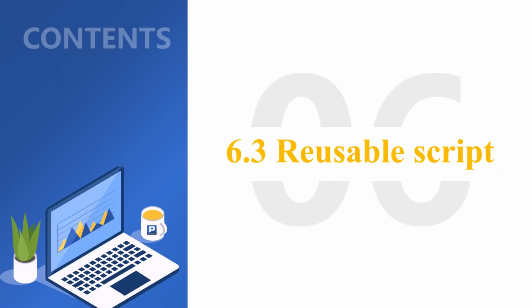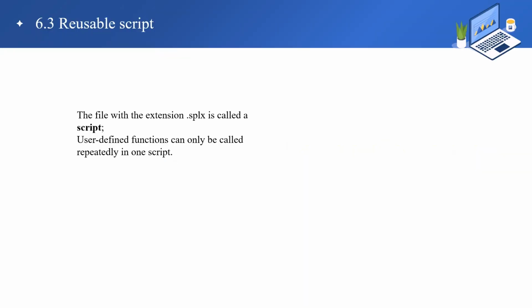Section 3. Reusable script. Until now, we've been writing code in a cell set. This cell set can be saved as a file with the extension .splx, which we call a script. Now we have learned to write user-defined functions that are called repeatedly, but this function can only be used in one script. After creating a new script, we have to copy it again. It is not like a library function that can be used in any script. How to achieve this effect of a library function?